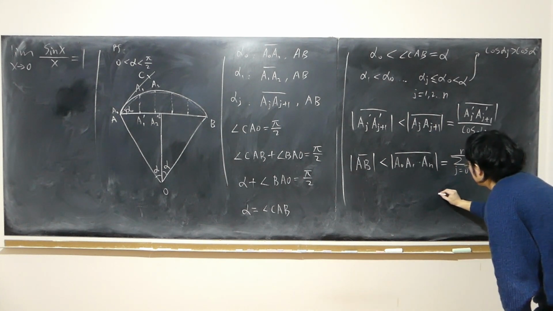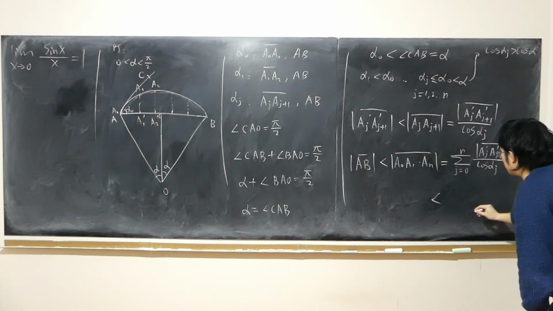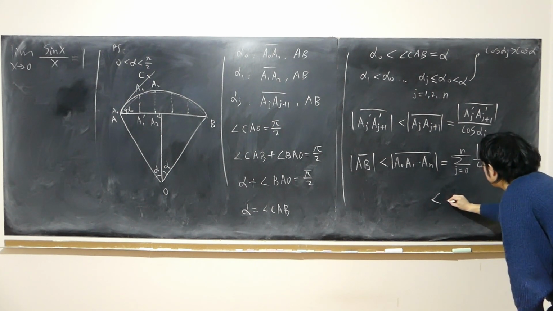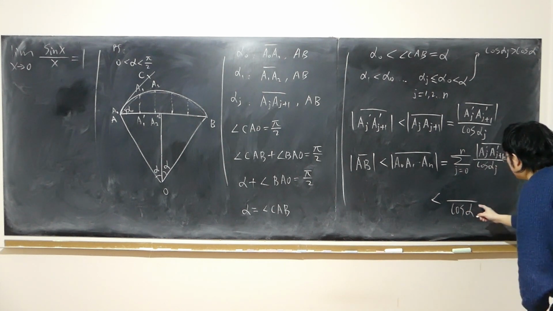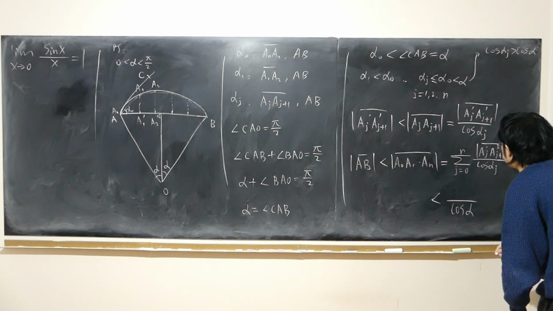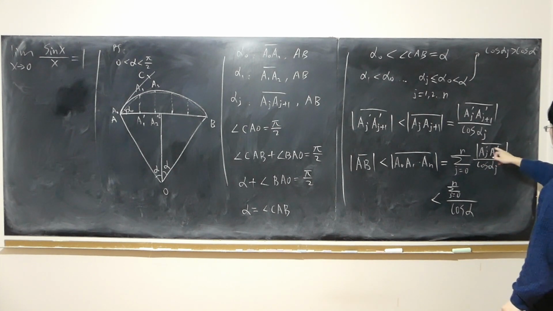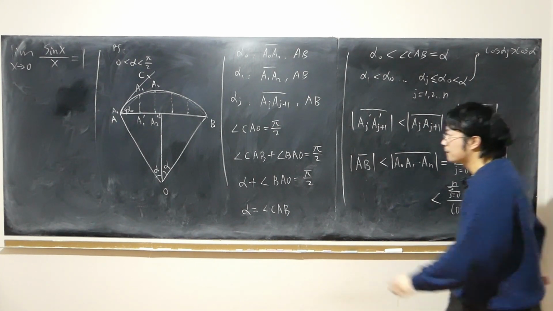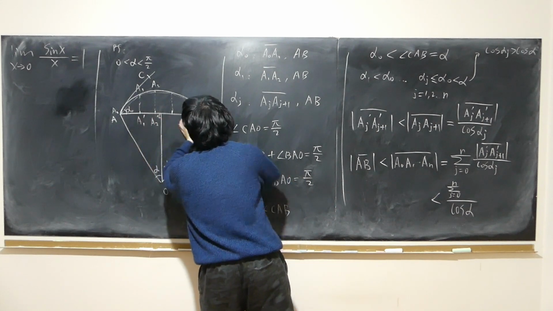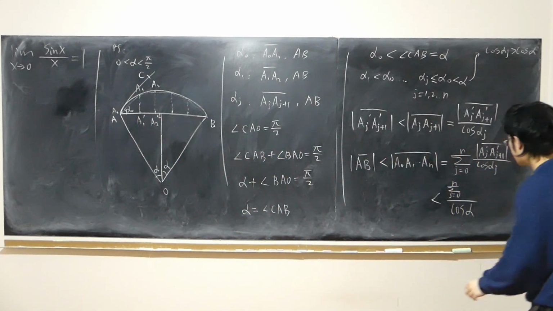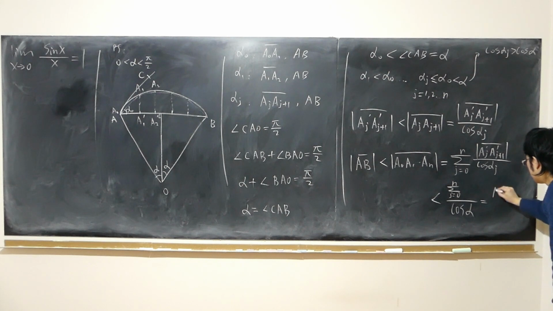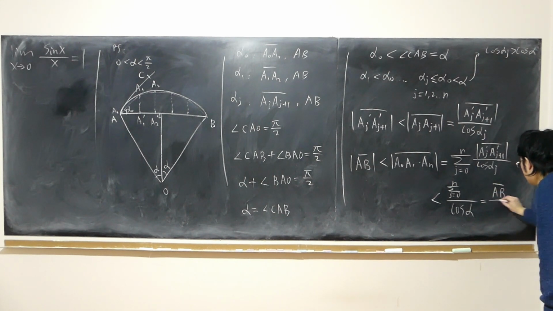So this is smaller than cosine alpha, right? Taken out of the sum. I still have the sum of this, right? But the sum of these is just again AB.